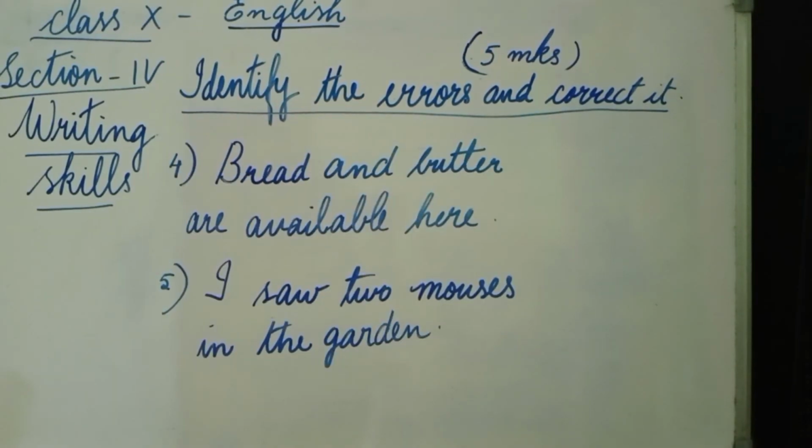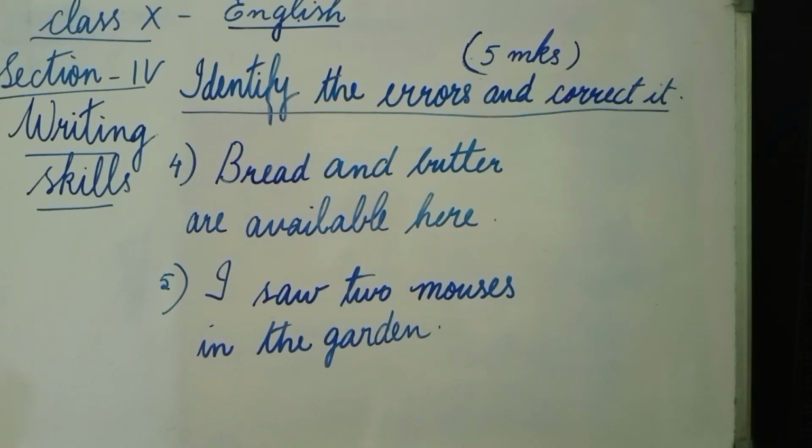The fourth sentence that we have got in this question is, bread and butter are available here. Bread and butter, it is considered as a single unit, just like a cup and saucer. So the verb that has to be used, that is are, should not be used over there. We have to use a singular verb, that is, bread and butter is available here. That will be the correct answer over there.